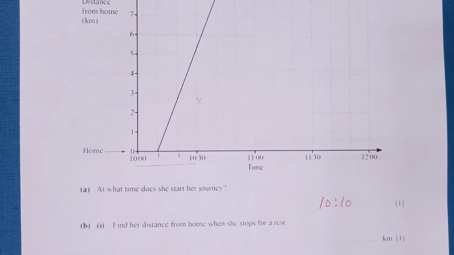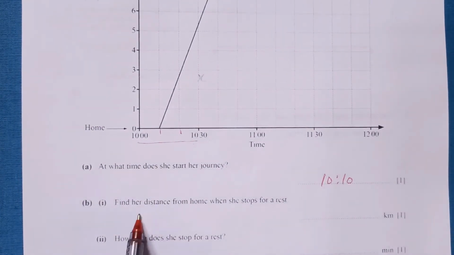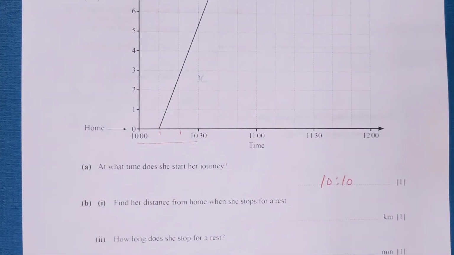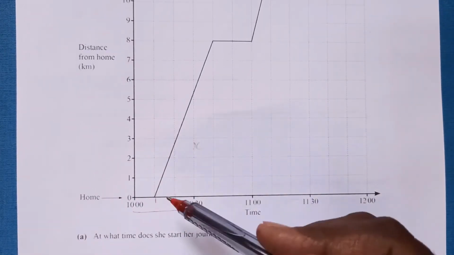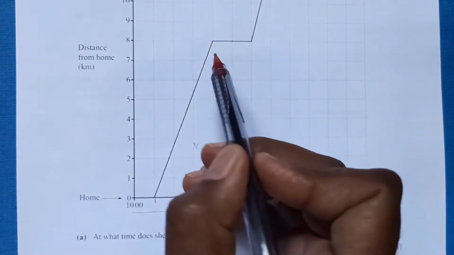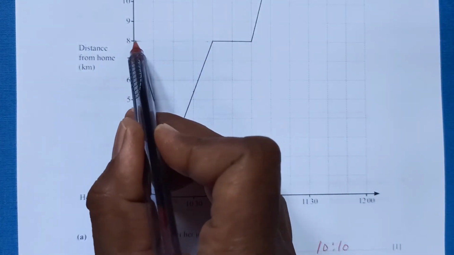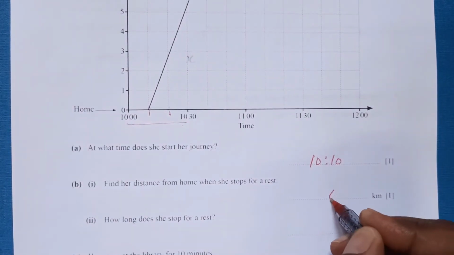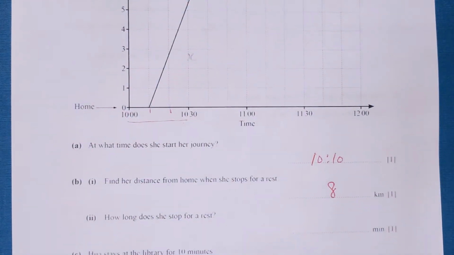And then part B. Find her distance from home when she stops for rest. When she stops for rest, see, she is moving from here up to here. Where is this? This is at 8 kilometers. So our answer is 8 kilometers, already written.